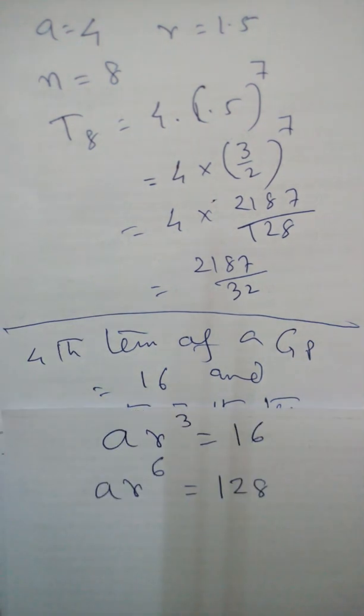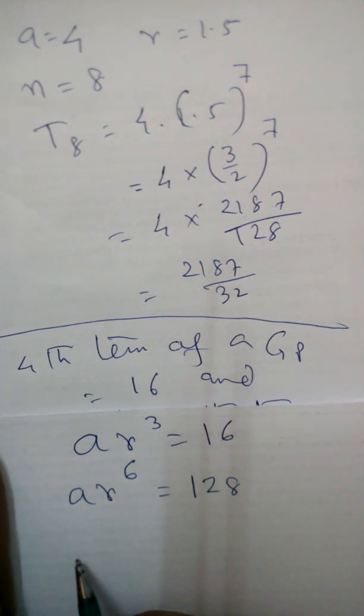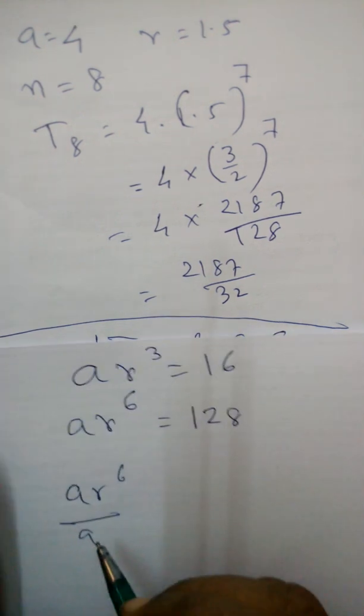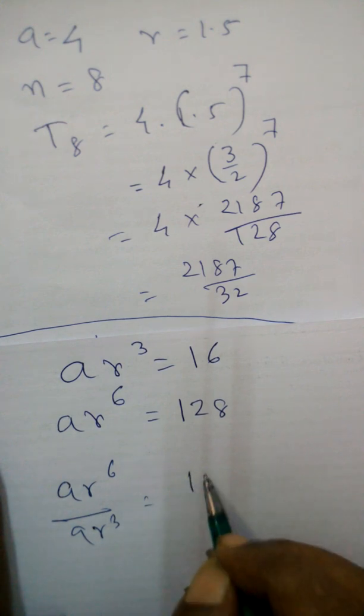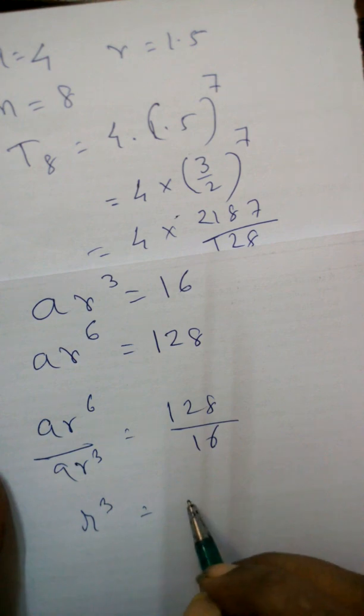I tell you, in AP you take the subtraction. If you subtract, you will get the difference, but in GP you divide. In AP, when you see the numbers are added or subtracted in a constant manner, then it is an AP. You have to subtract the numbers to get the difference. But if you want to find the ratio in GP, divide. How to divide? The second number divided by the first number, the bigger by the smaller. Bigger is 128. So if I divide A R to the power 6 by A R to the power 3, then you get 128 by 16, and in turn you are getting R to the power 3 is 8.